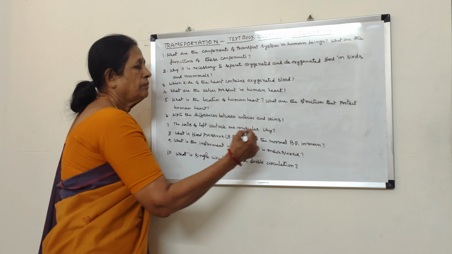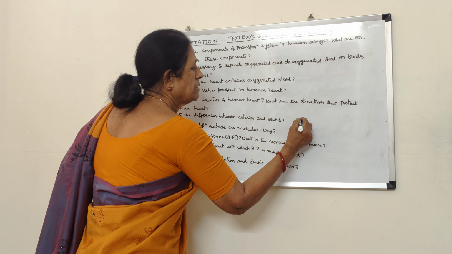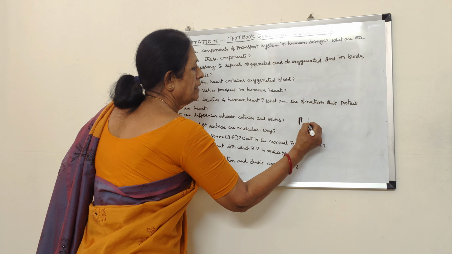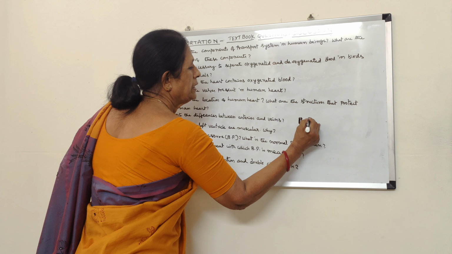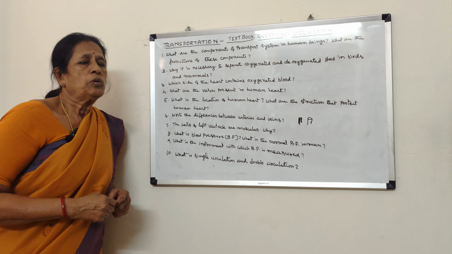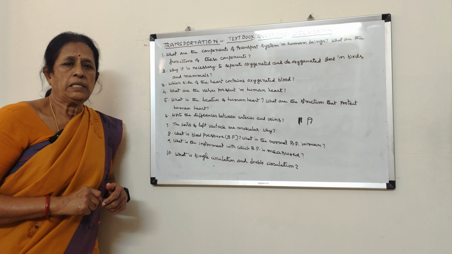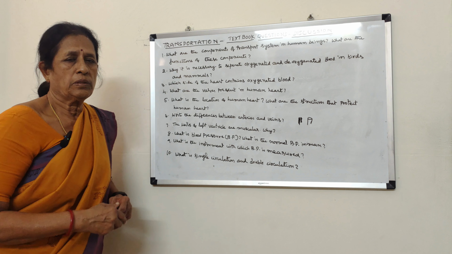That means the lumen of the arteries. Lumen means the opening. You can see the lumen is very small in arteries, whereas in the case of veins, the lumen is large. There is more blood pressure in arteries and less blood pressure in the veins. Why? We will discuss in the next question.